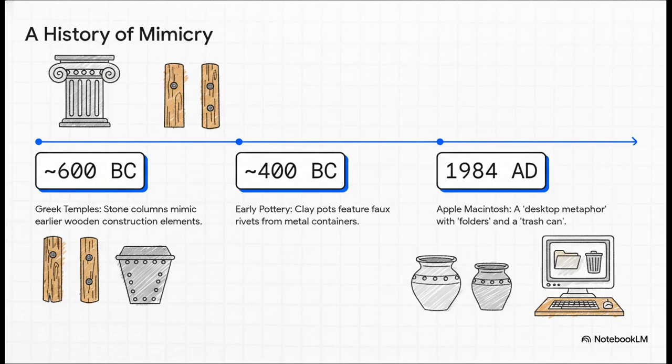And this timeline really puts the scale of it all into perspective. It's wild. You start around 600 BC with those Greek temples we just talked about. Then, jump forward a bit, you've got early pottery where they'd put fake rivets on clay pots just so they'd look like the metal ones they were replacing. And then, bam! You leap thousands of years into the future to 1984. The Apple Macintosh comes out. And what does it have? A desktop, folders, a trash can. It is the exact same idea, thousands of years later. Make the strange new thing feel totally normal.